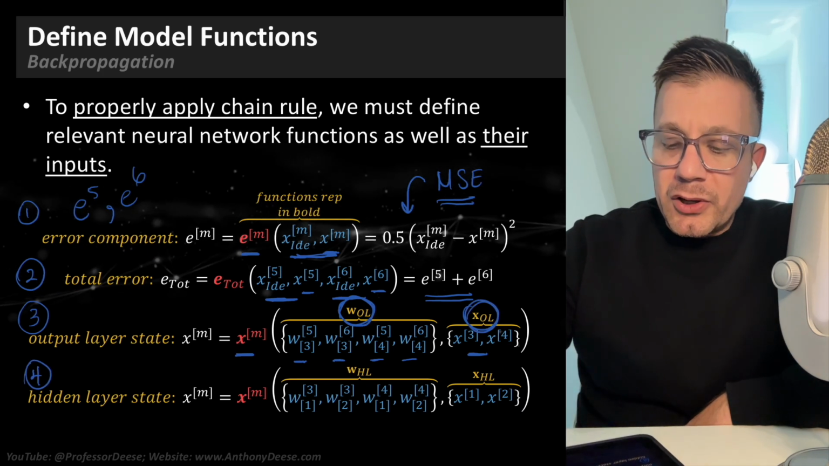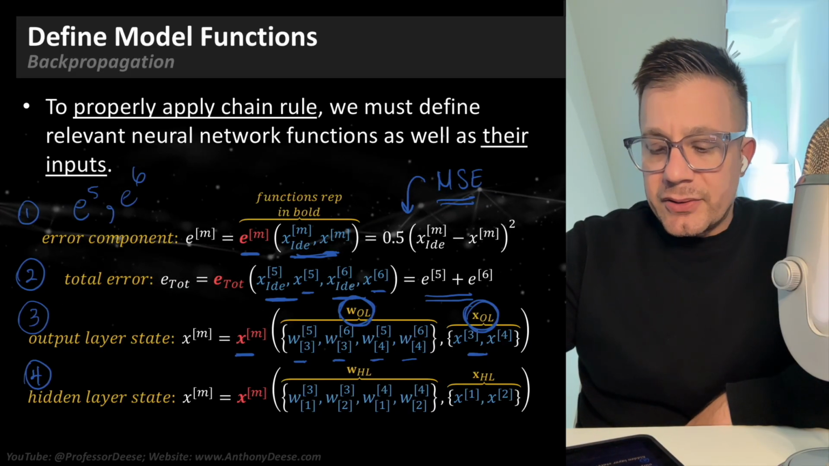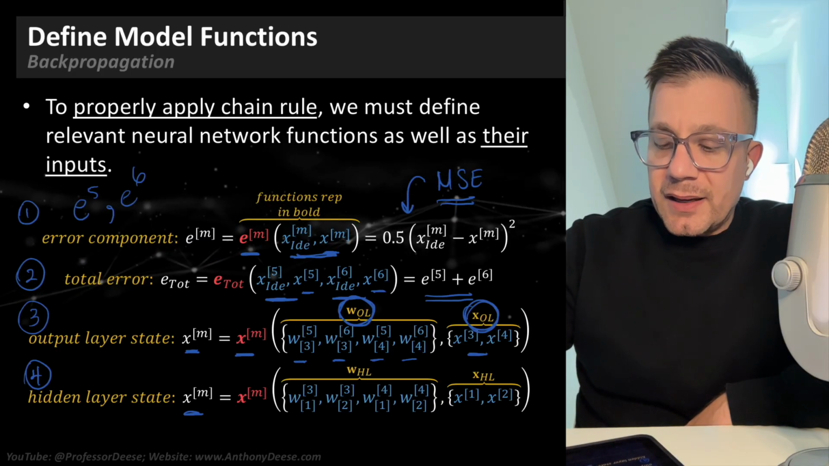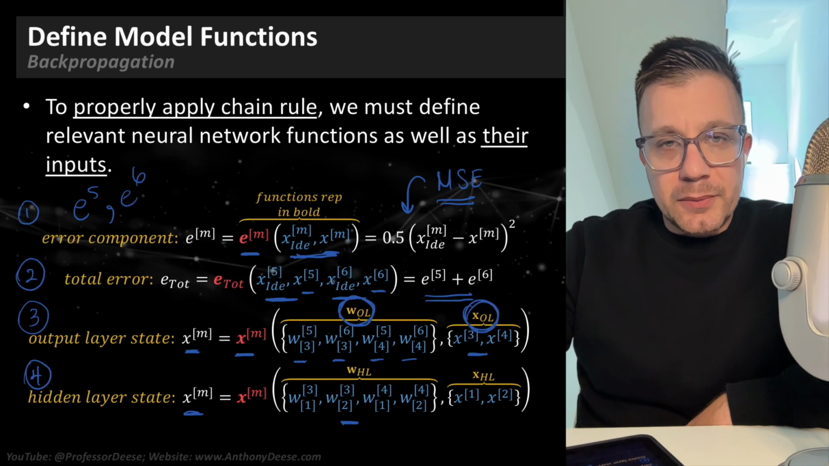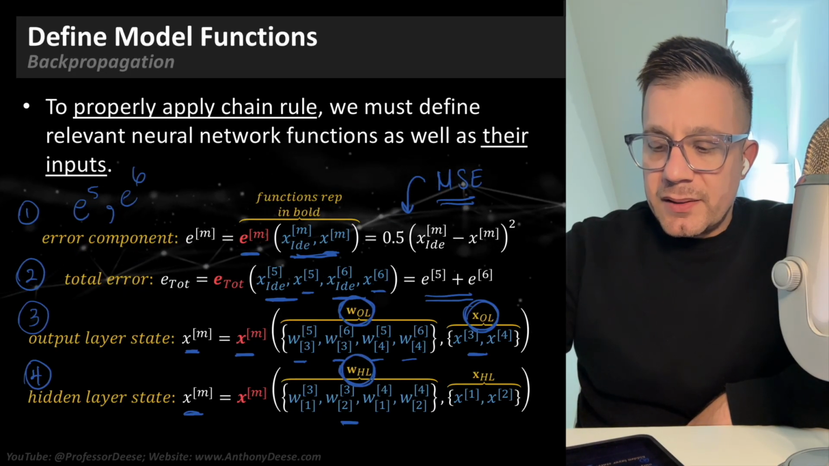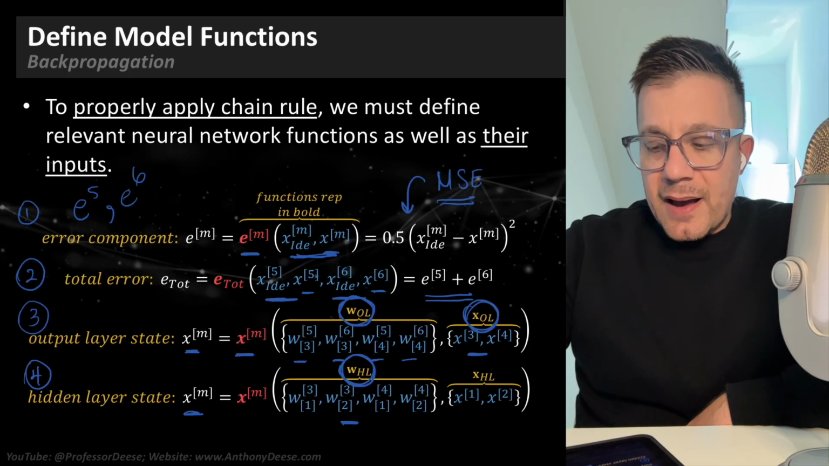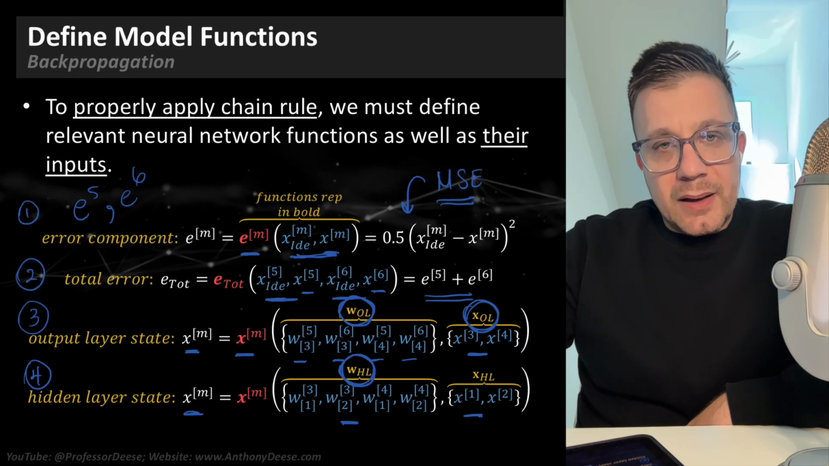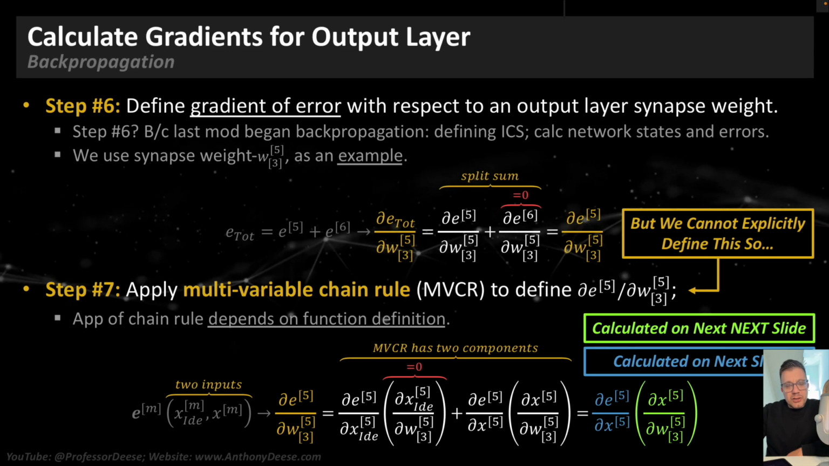The fourth type of function we need to look at is the state of a neuron in the hidden layer, or a hidden layer state, still represented by x superscript m, still a function of 6 arguments, but these arguments are different. So instead of it being defined in terms of the output layer synapse weights, we define them in terms of the hidden layer synapse weights, and instead of being defined in terms of x3 and x4, the states that feed into the output layer, we define it in terms of x1 and x2, the inputs that feed into the hidden layer.